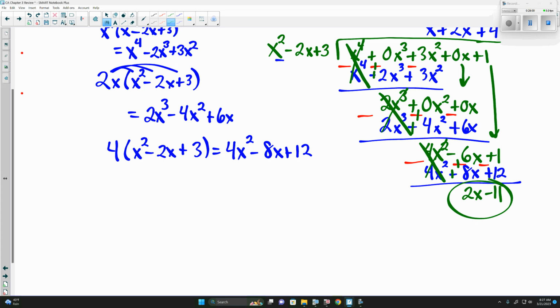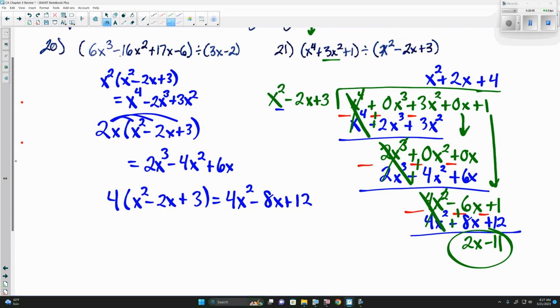Since we don't have any more terms to bring down, this would be our remainder. And we can add it to our answer. And we get this here. If the remainder is 0, we don't have to add it on. That's just going to be our answer. We only have to add that on if we have a remainder.